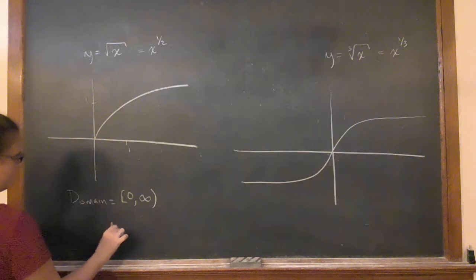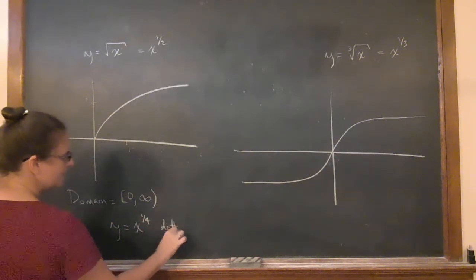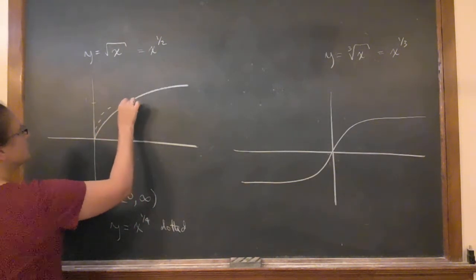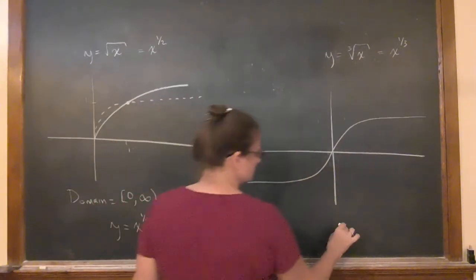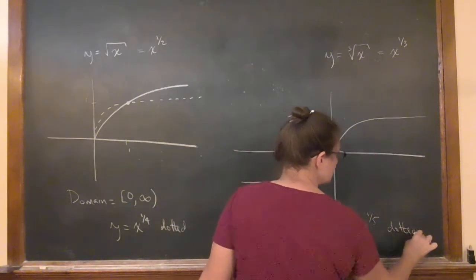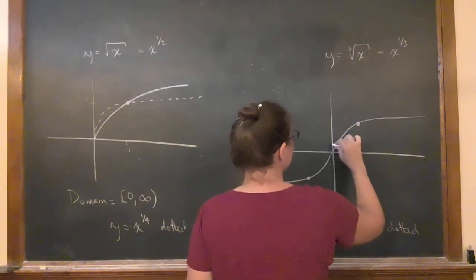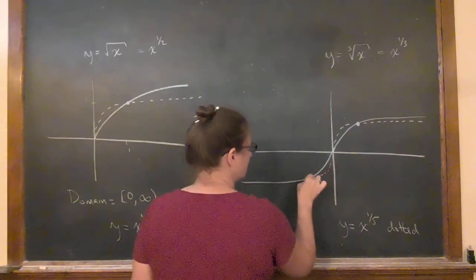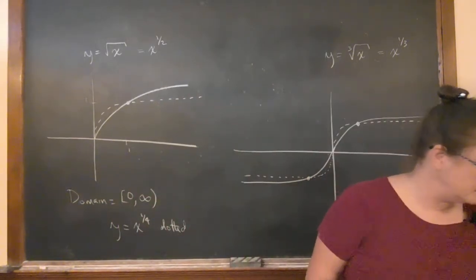again, this is going to go through the point (1, 1). So we'll do y equals x to the 1/4, dotted line. It's going to be steeper here. It's still going to go through (1, 1), and then it's going to go like that. If I do y equals x to the 1/5, it's going to do the same kind of thing. Because, as you know, these are inverses of the power functions, the monomials that we were looking at a minute ago. Okay? So that's very straightforward.